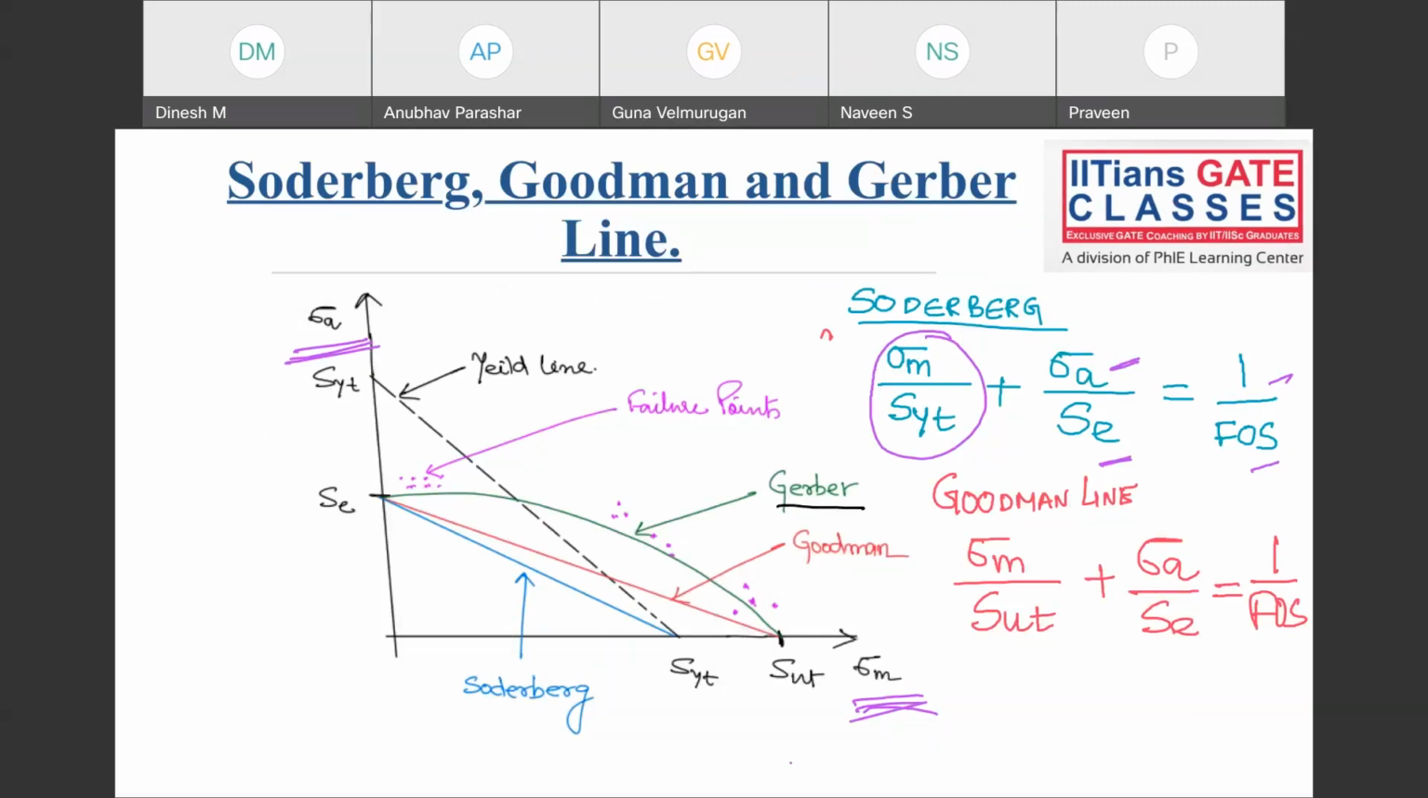If I'm saying somebody is conservative, it means it is playing safe. The explanation I am giving you, you will be able to remember it always. If I am saying conservative, it means playing safe. If I am saying conservative parents, what do conservative parents try to do?